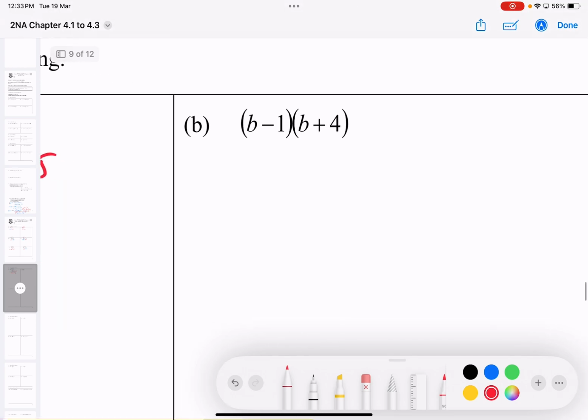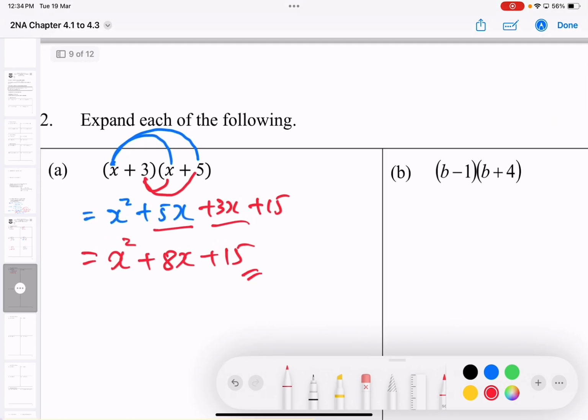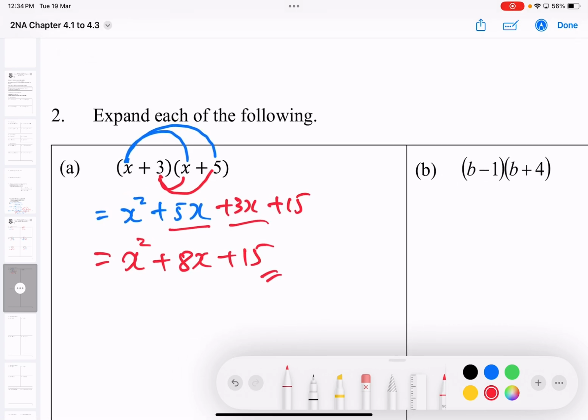Let's take a look at the next one. Let's practice again for the next one. If some of you need to copy, I leave it up here. But let's practice the next one over here.